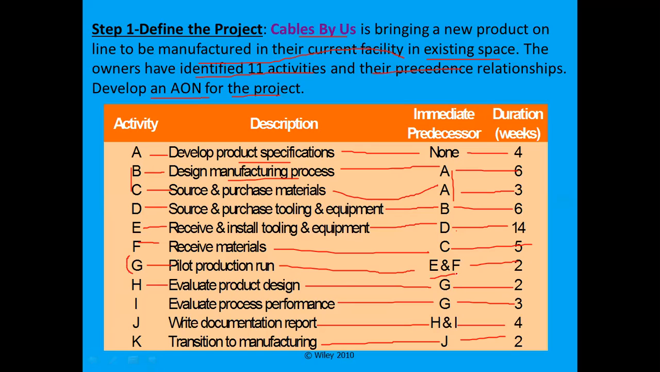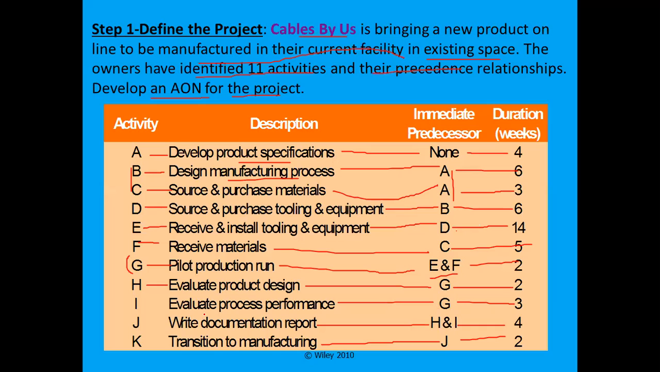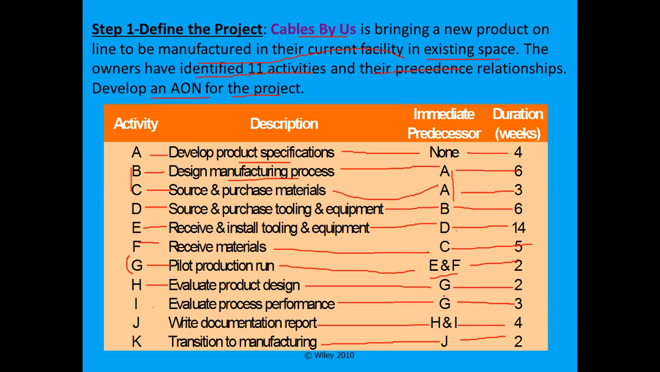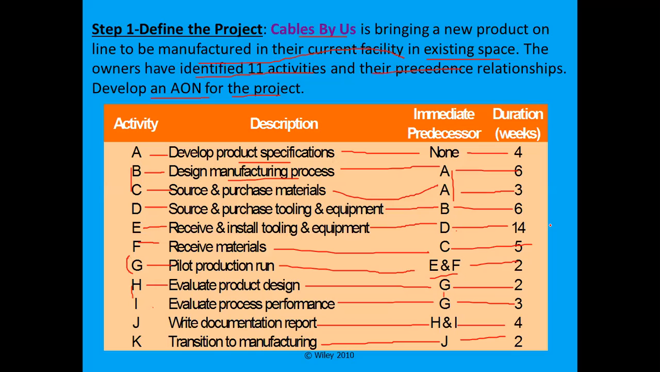Next, for G there is H and I. For G you are having both H and I. Next, J has H and I, and K has J.